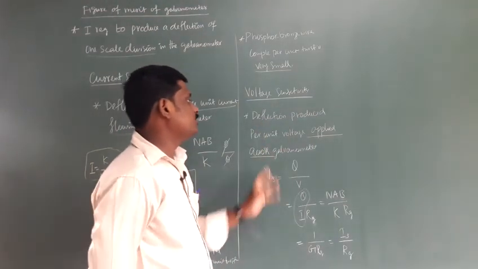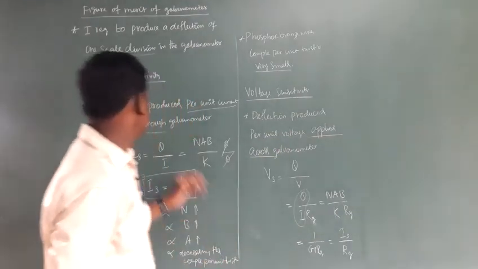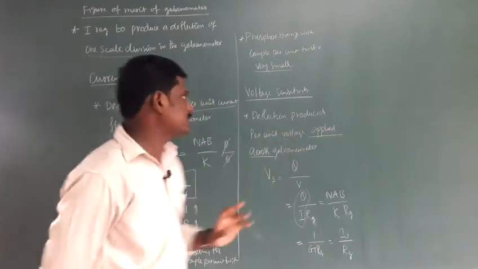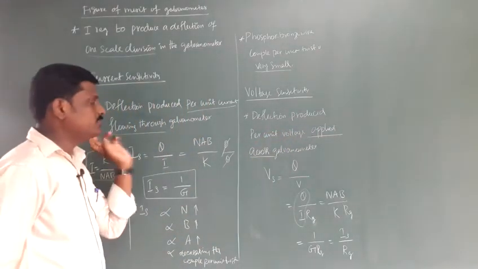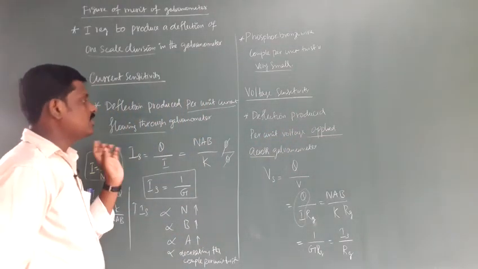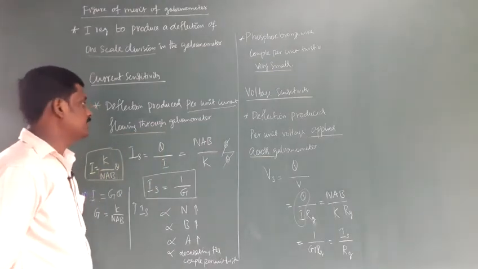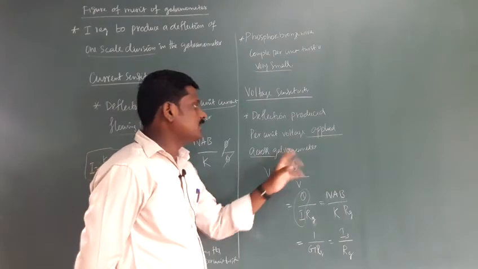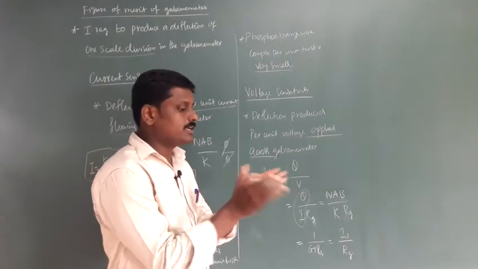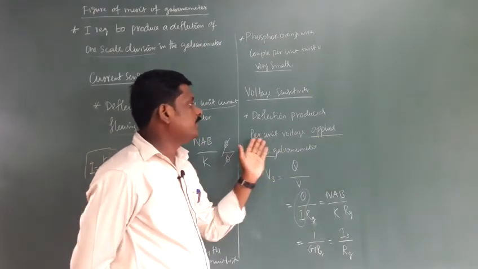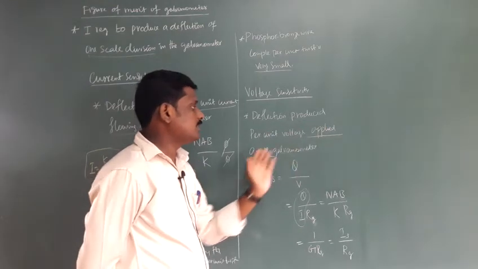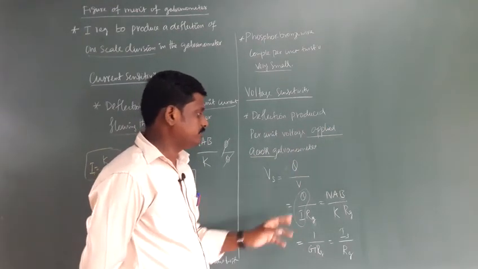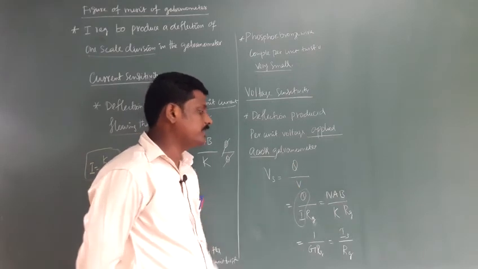The next is voltage sensitivity. It is the deflection produced per unit voltage. Here, for current sensitivity the current is flowing through the galvanometer, that is, a flow of charge constitutes electric current. For voltage sensitivity, the voltage is applied across the galvanometer, across the two points. So voltage sensitivity is equal to theta by V, that is, deflection per unit voltage.